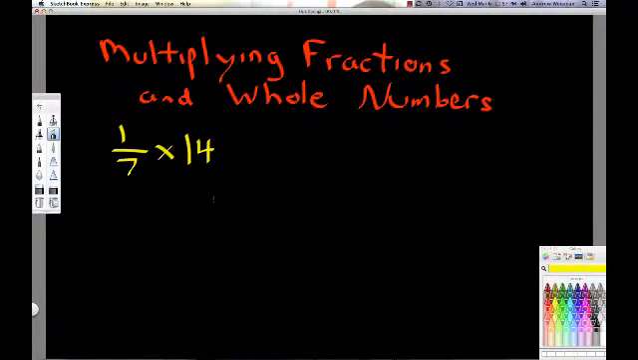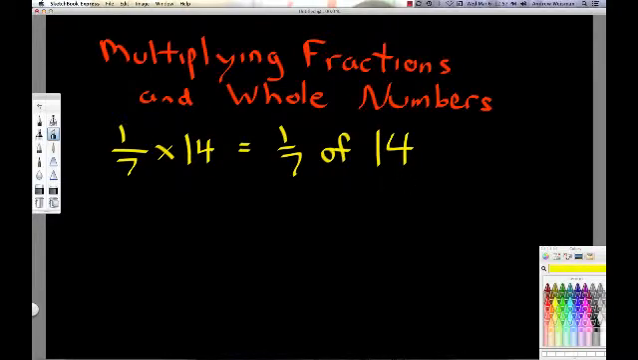In this segment, we're going to talk about multiplying fractions and whole numbers. As you can see here, I have 1/7, so that's a fraction, times 14, which is a whole number. Another way of saying this is 1/7 of 14. Now remember, 14 is a whole number. It's like having 14 big boxes or 14 whole pizza pies.